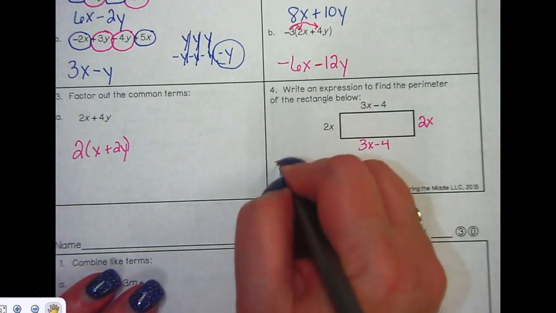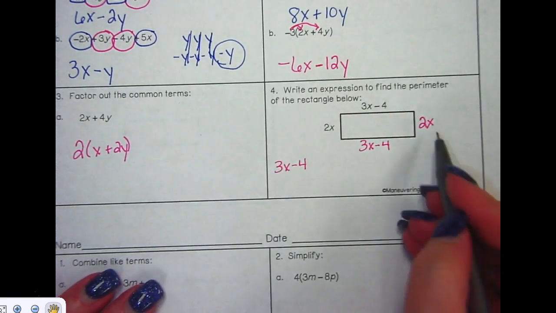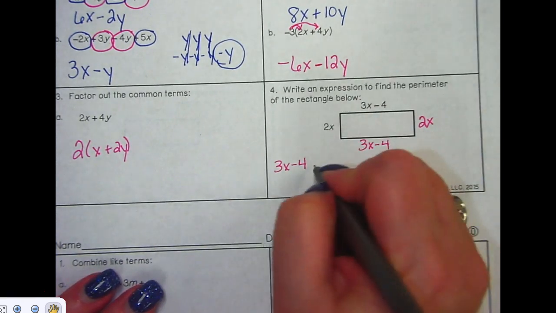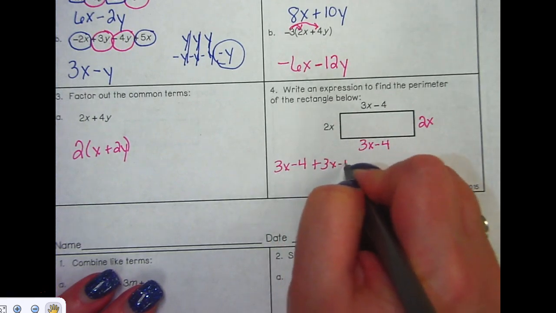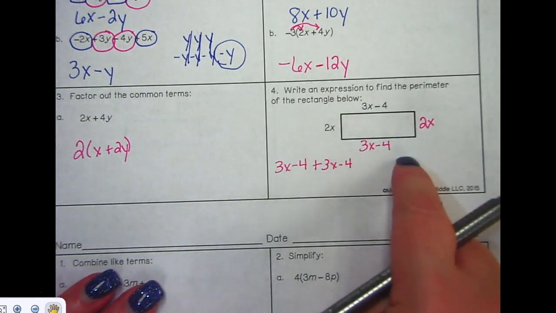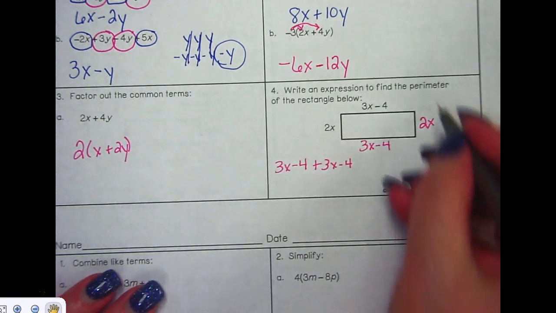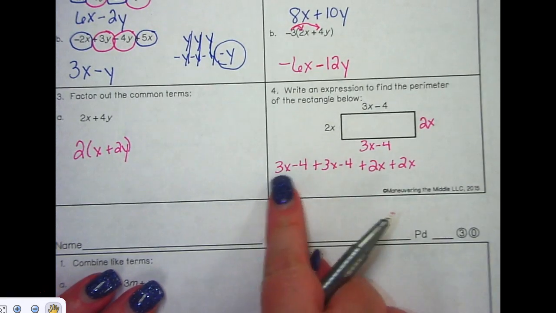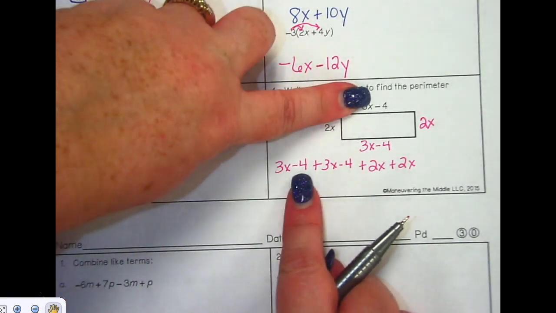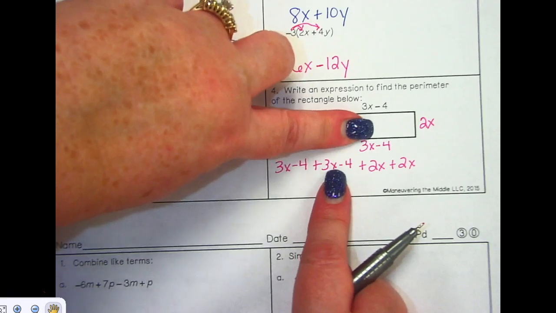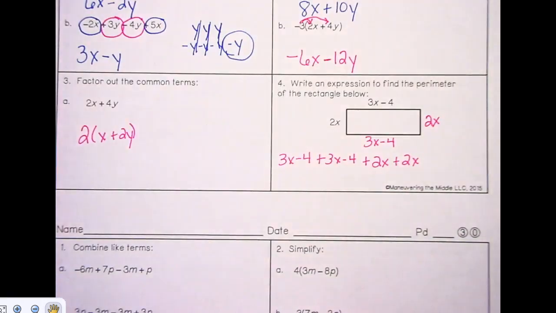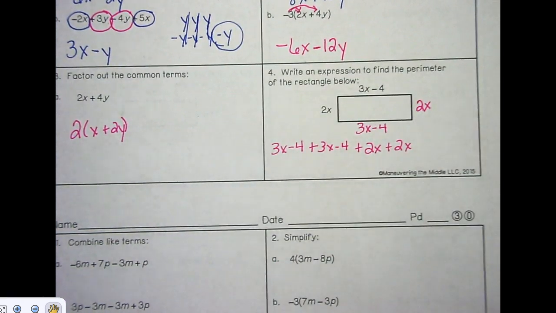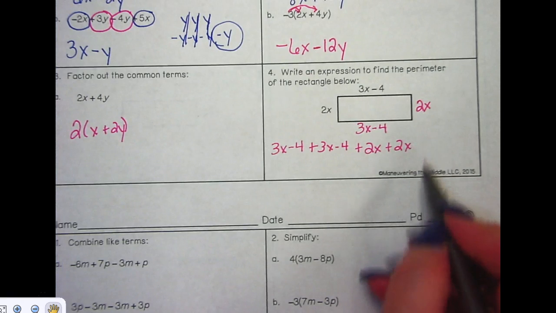So we're going to say 3x minus 4, and then I could say plus 2x and do it like that. Or I could just, I like to put my parallel sides together. Sometimes it makes it easier to group the terms. Plus 2x plus 2x. So 3x minus 4 is there. 3x minus 4 is there. Plus 2x plus 2x. And everybody know how I knew I needed to add all those together? Because perimeter is adding the distance around.